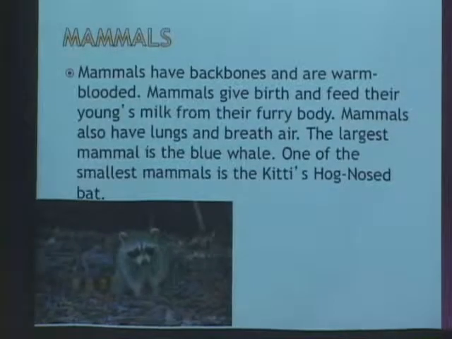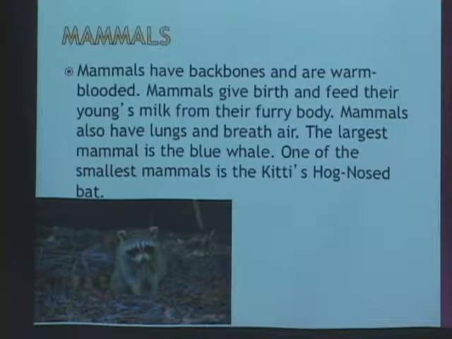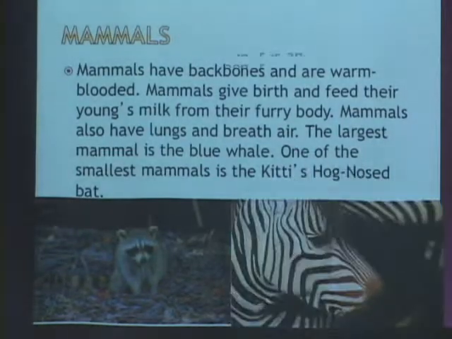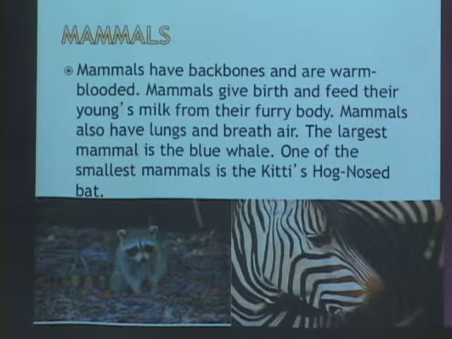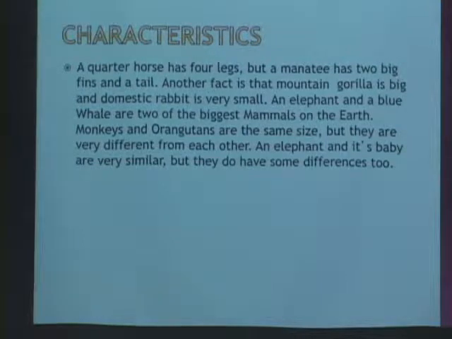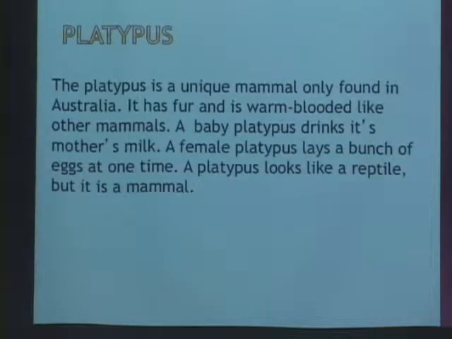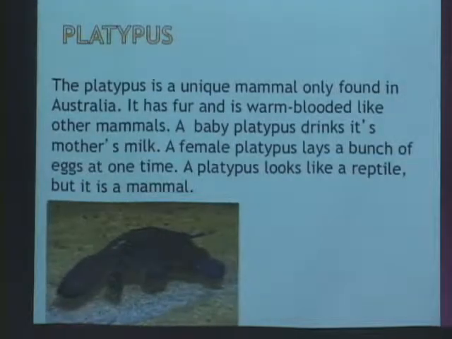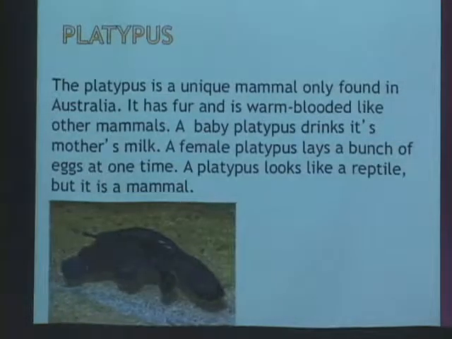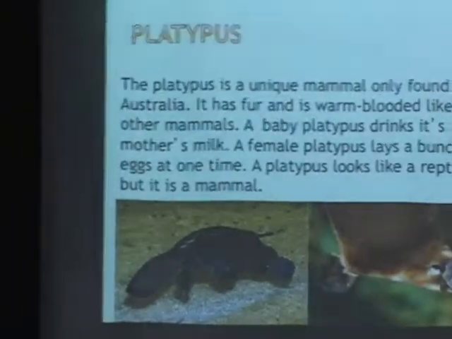Mammals feed milk to their young and have furry bodies. Mammals also have lungs and breathe air. The largest mammal is the blue whale. One of the smallest mammals is Kitti's hog-nosed bat. Characteristics. A female platypus lays a bunch of eggs at one time. A platypus looks like a reptile, but it is a mammal.